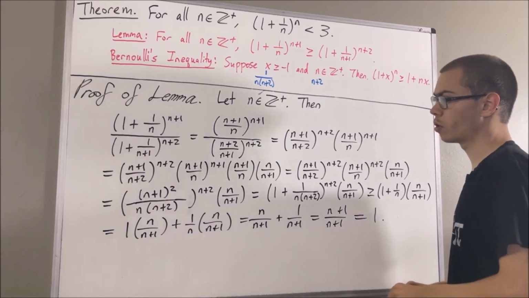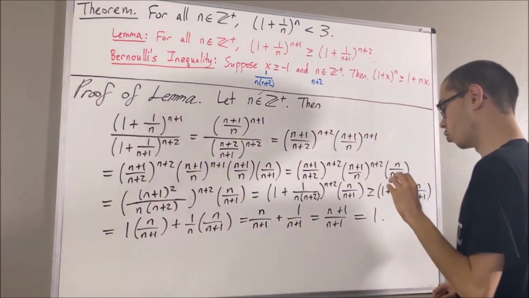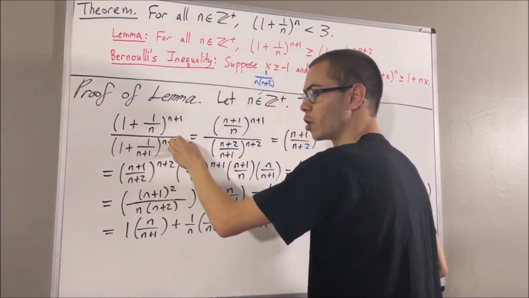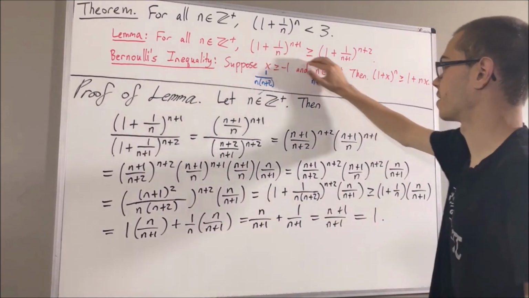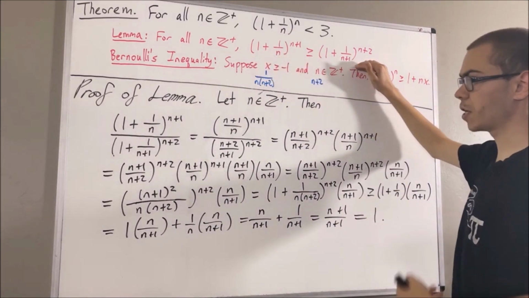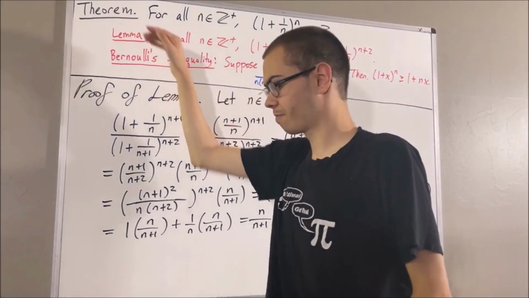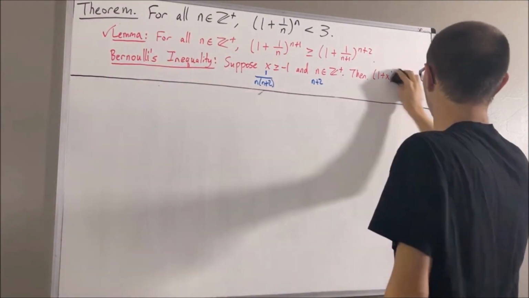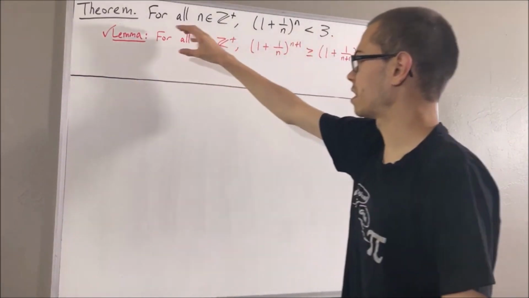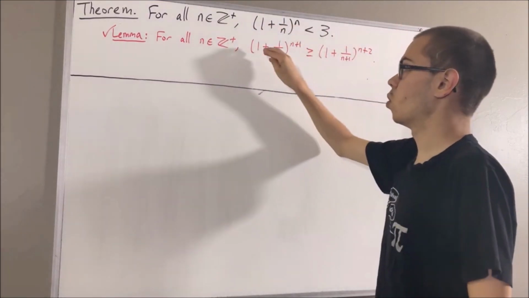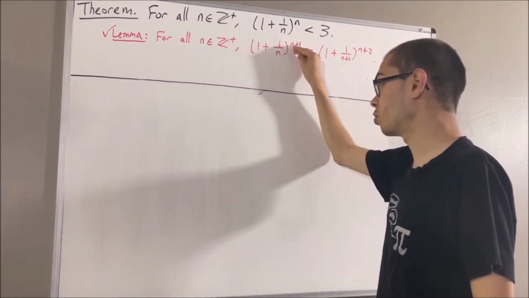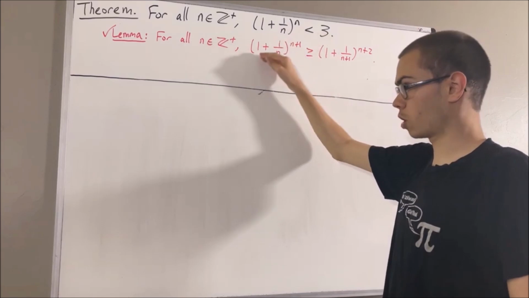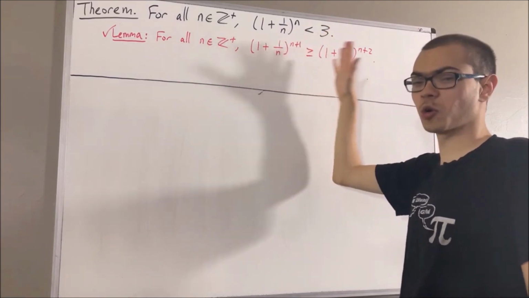So if we take the inequality that this guy over this guy is greater than or equal to 1, and multiply what we have in the denominator to the other side, we obtain this inequality. And so, this proves the lemma. So what this lemma essentially tells us is that 1 plus 1 over 1 to the power of 2 is greater than or equal to 1 plus 1 over 2 to the power of 3, which is greater than or equal to 1 plus 1 over 3 to the power of 4, and so on and so forth.